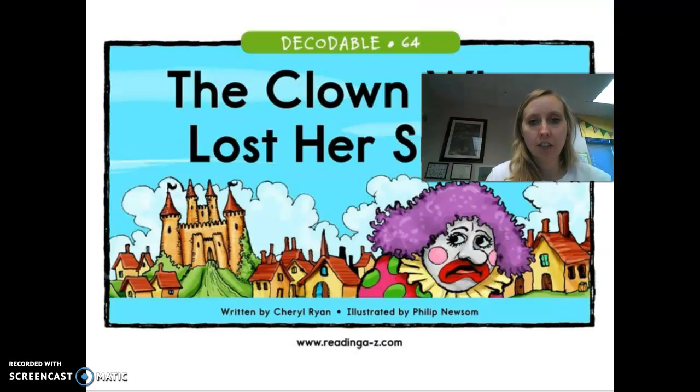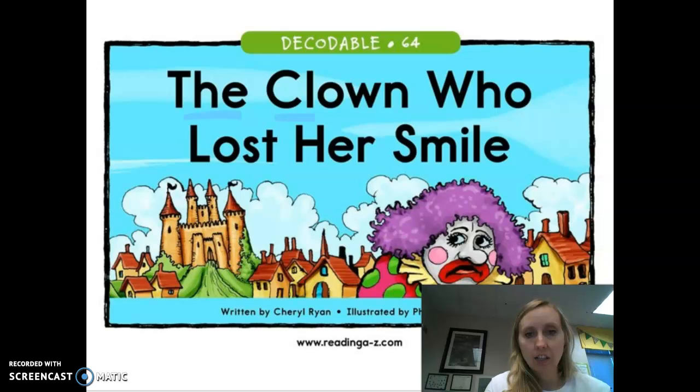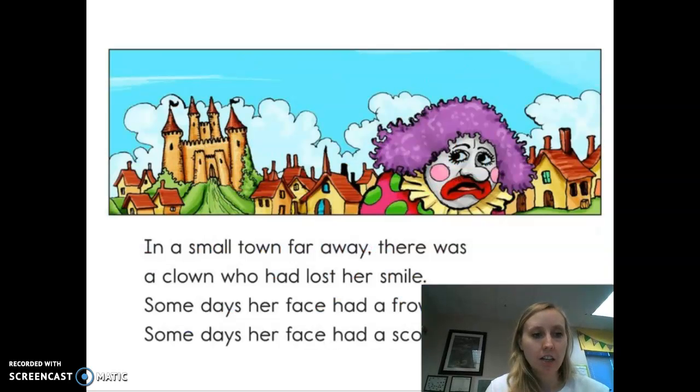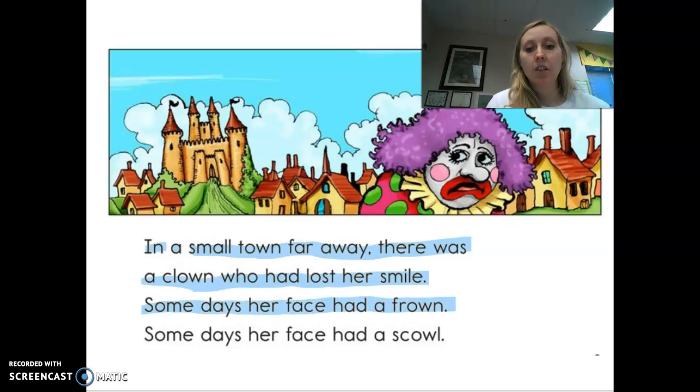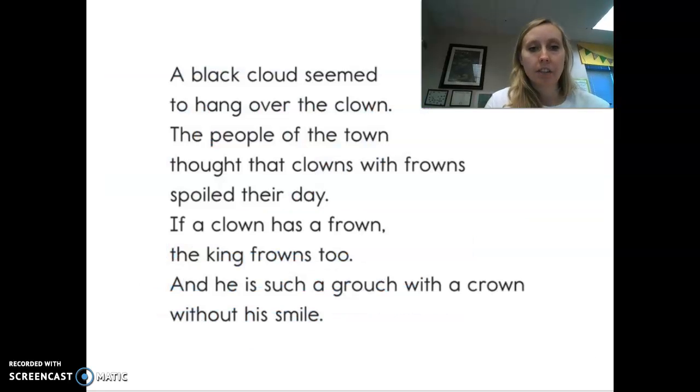Okay, here's our story for today. It says, The Clown Who Lost Her Smile. I'll do the first page with you. We'll take turns. Okay, ready? Begin. In a small town far away, there was a clown who had lost her smile. Some days her face had a frown. Some days her face had a scowl. Okay, your turn. Ready? Begin.